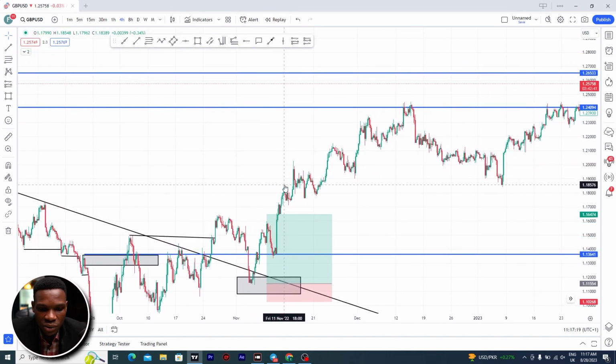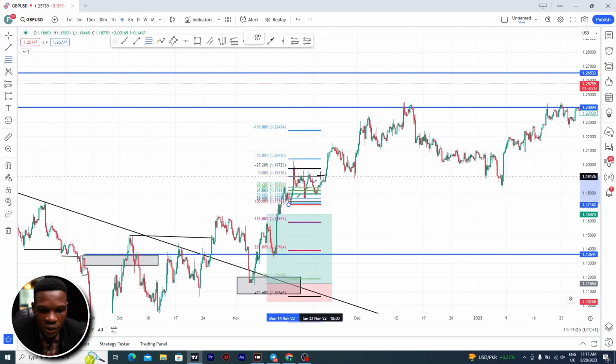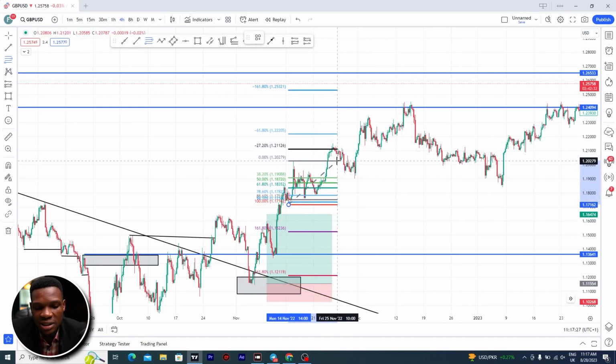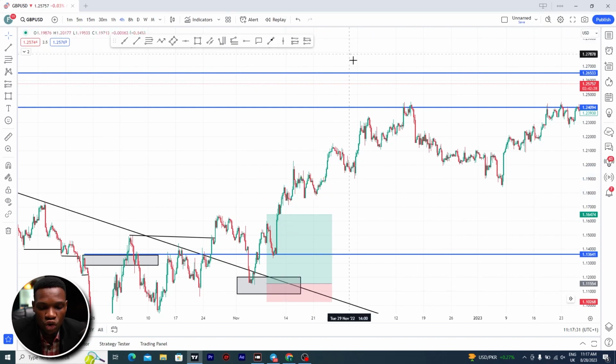This one broke structure here. Then you fib from here to here. So this is not a Fibonacci retracement class. So maybe in the subsequent video, I'll talk about how to properly use your Fibonacci.